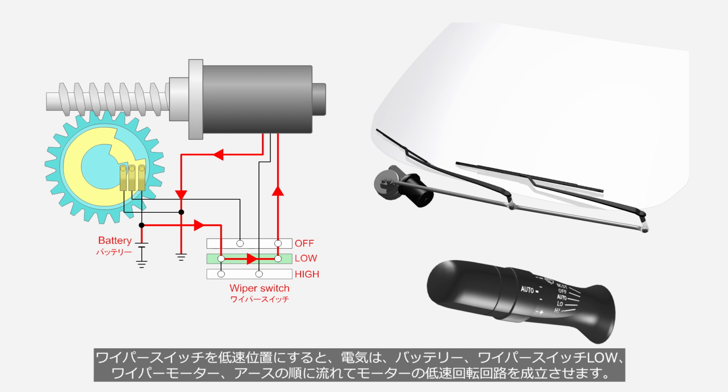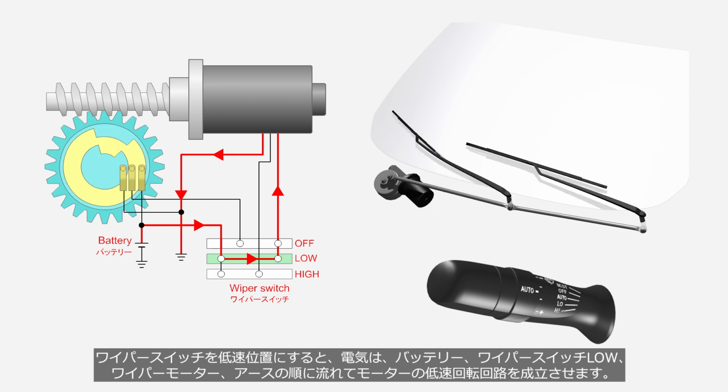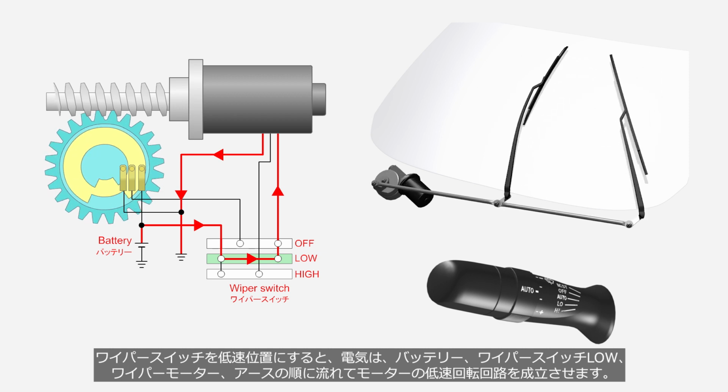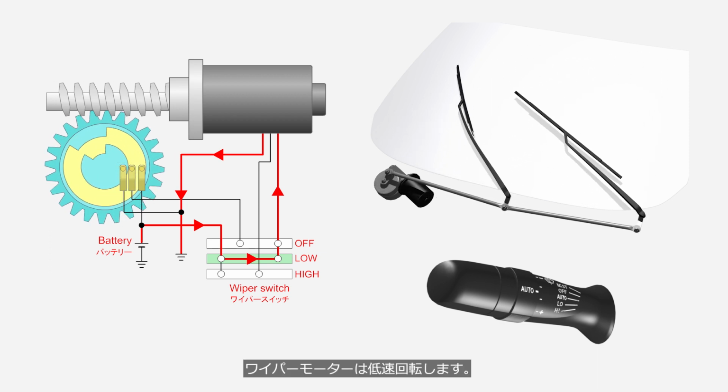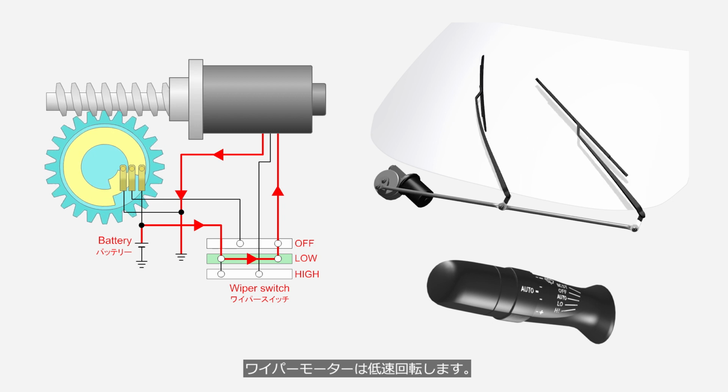When the wiper switch is set to the low-speed position, electric current flows in the following sequence. From the battery, to the wiper switch low, the wiper motor, then the ground. This establishes the low-speed rotation circuit of the motor. As a result, the wiper motor rotates at a low speed.